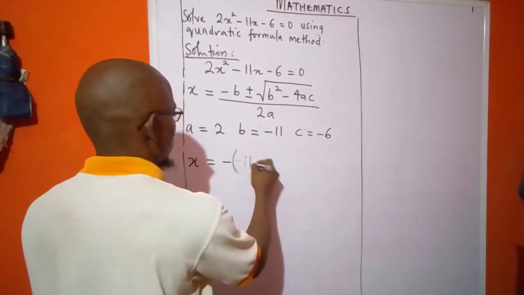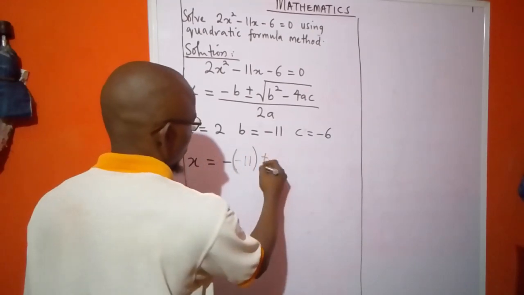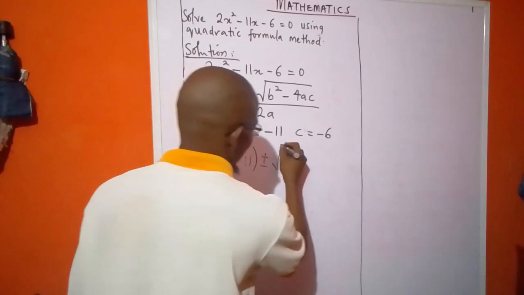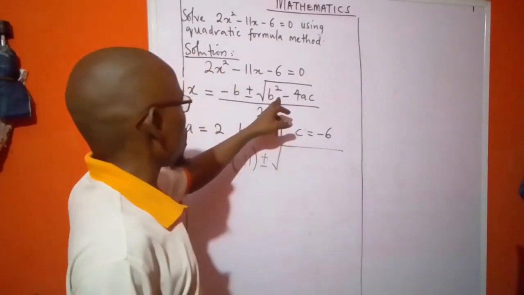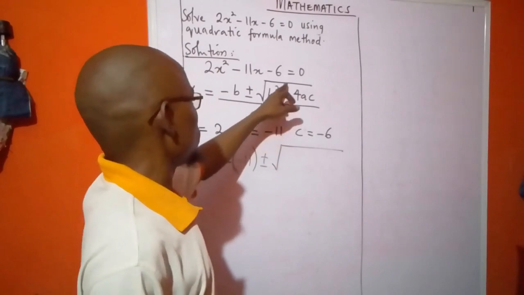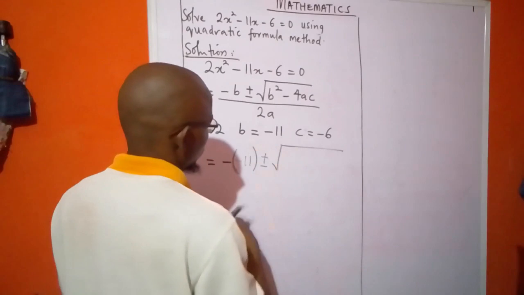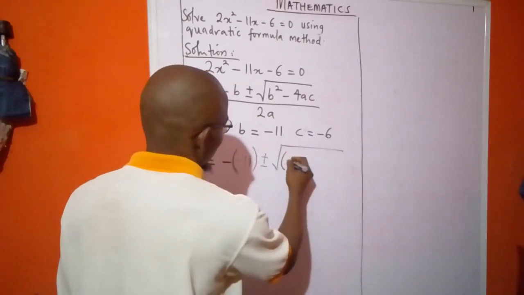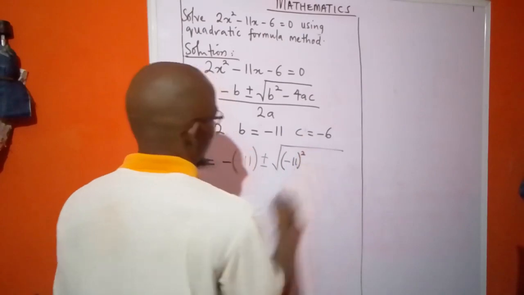Put minus 11 there. Okay, then close it, then plus or minus, then put square root. Okay, the square root. Then what do we have? We're having b squared. And what is b? b is minus 11. So open the bracket, minus 11 squared.